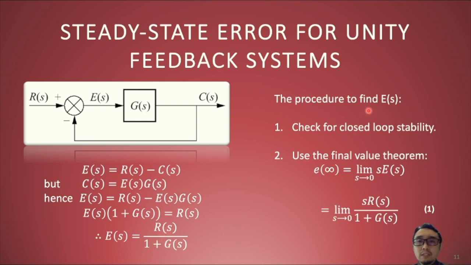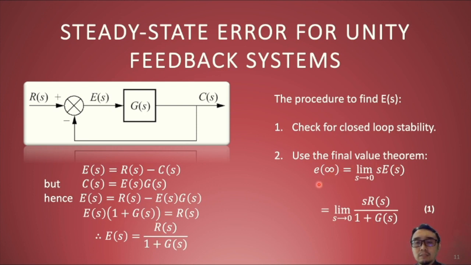So the procedure to find ESS is, number one, you need to check for closed loop stability. Regardless of these equations, you have to use some methods to identify that the system is firstly stable in the closed loop sense. Once you have that, you can use Routh-Hurwitz, for example. And then you can use the final value theorem.